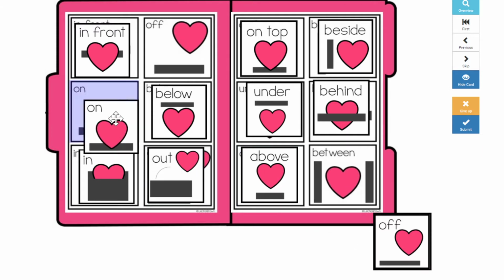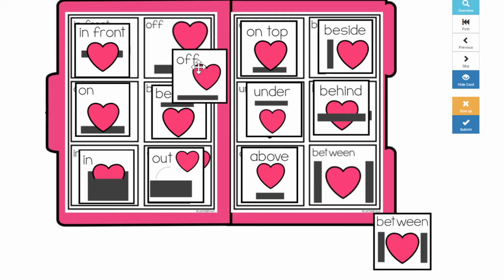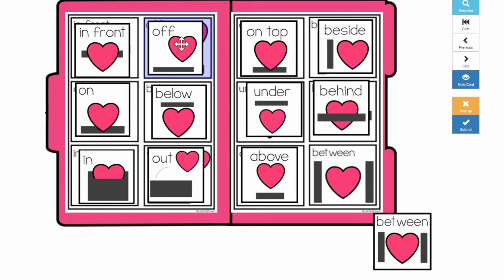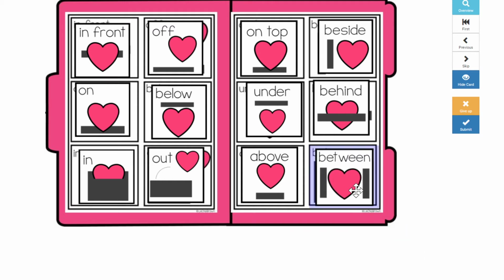Now the heart is on the box or on top of the box. We might say on the box or on top of the box. Here the heart is off of the box. It's off. And the last one is tricky, but the heart is between two boxes. We have two boxes, and in between them is the heart.